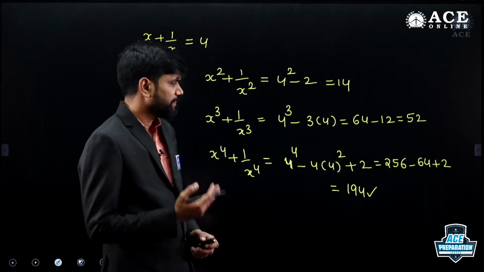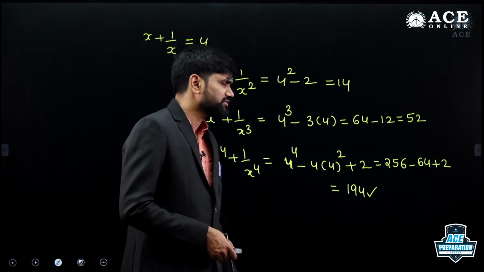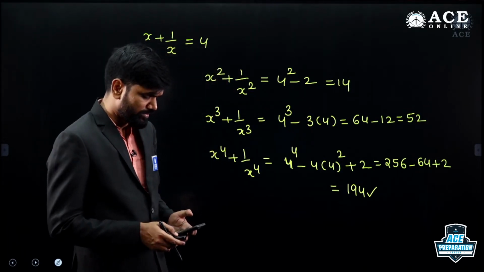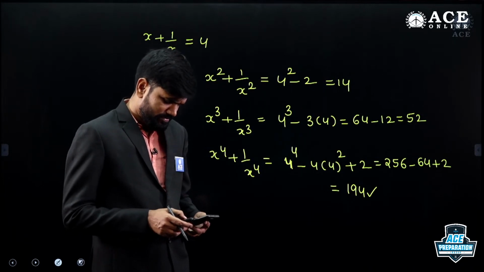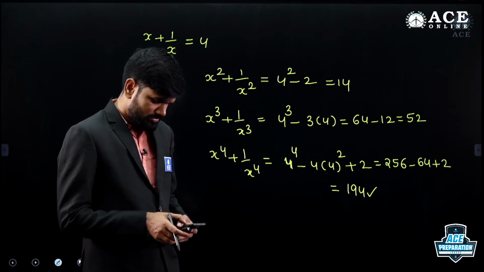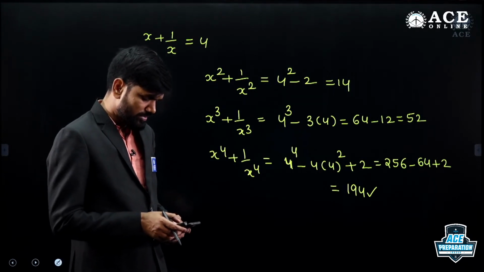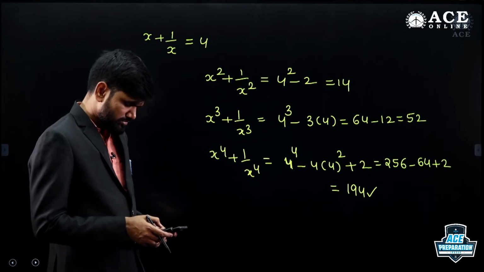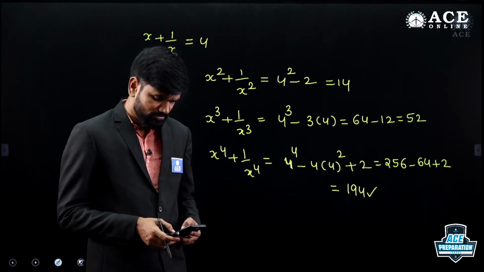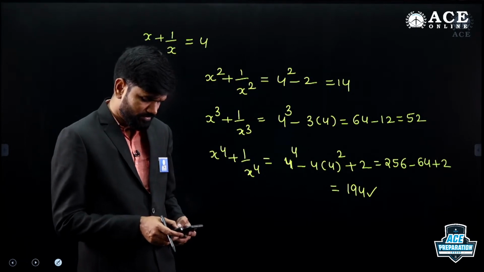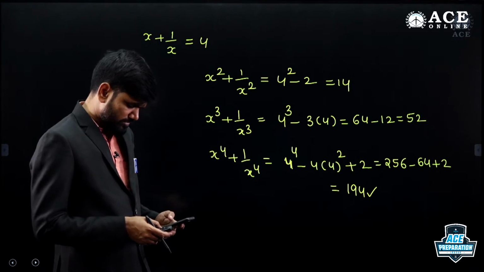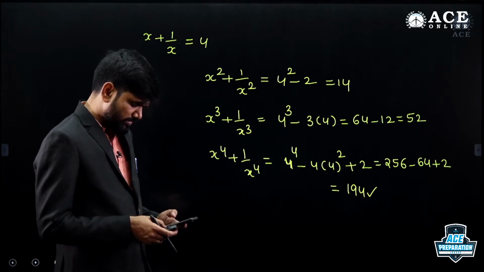Is that clear? Please go through that. If there is any doubt, you just let me know so that I will find the next set. X power 5 plus 1 by x power 5. Right? Any doubt? Everyone? Right. Previous question.